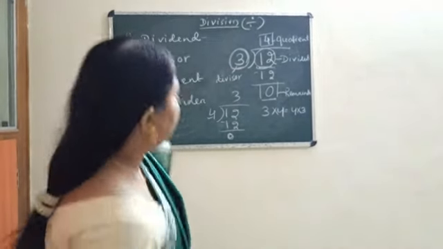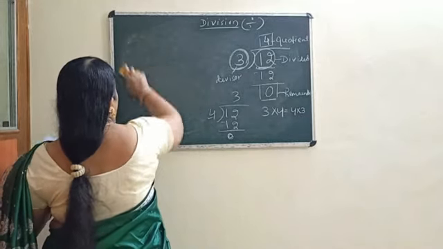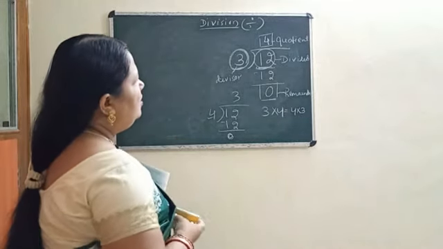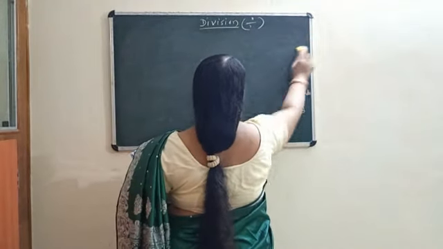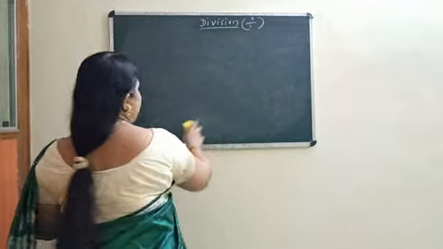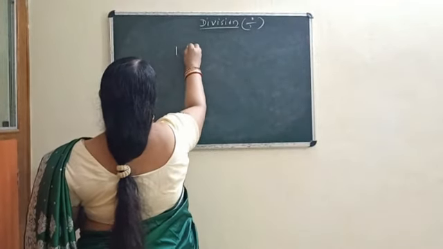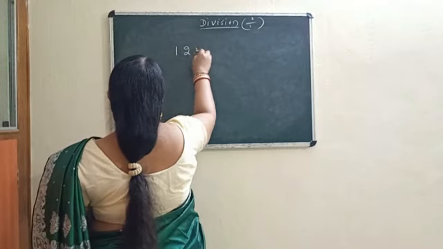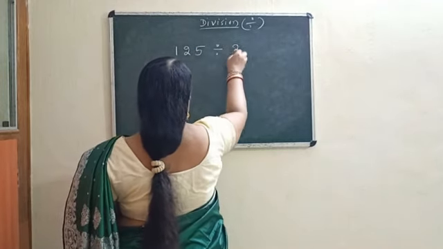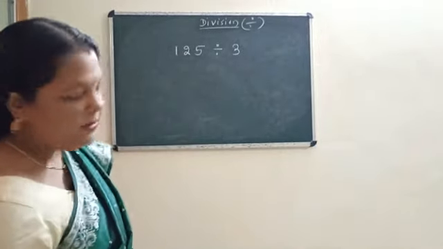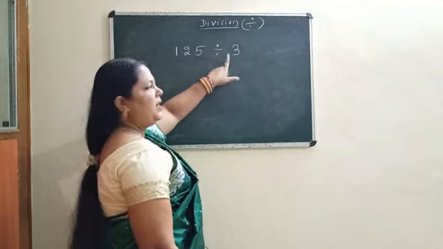Another thing, how will you know that your division is correct or not? Let's take another example, how to divide it and how to check. Suppose 125 we are dividing by 3. This is your division symbol. 125 we are dividing by 3.